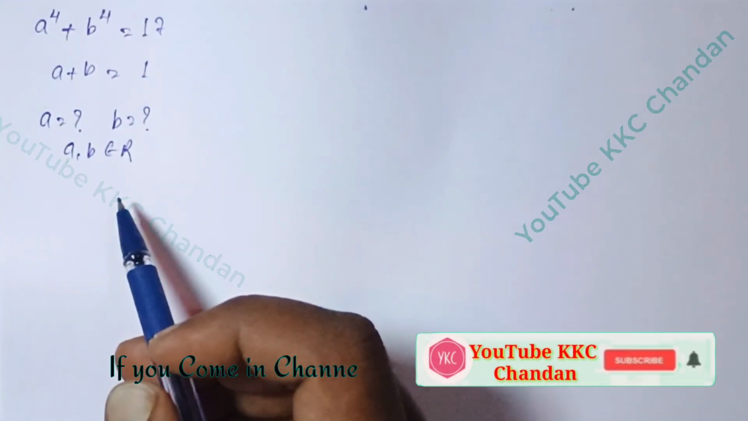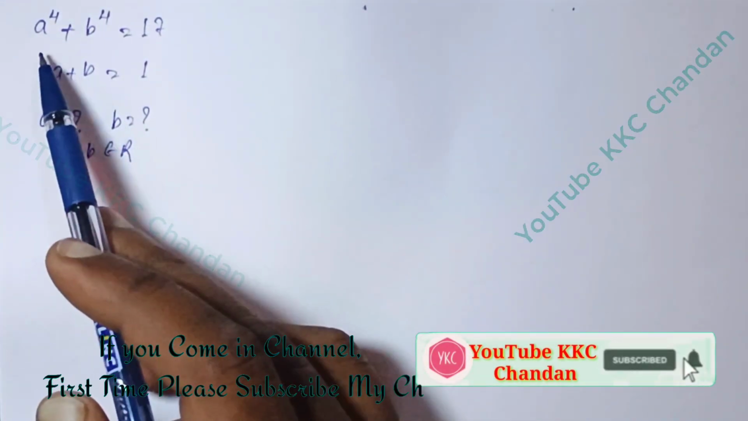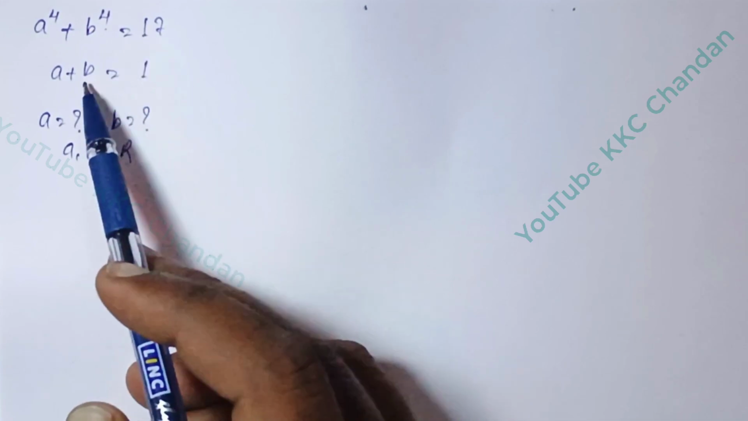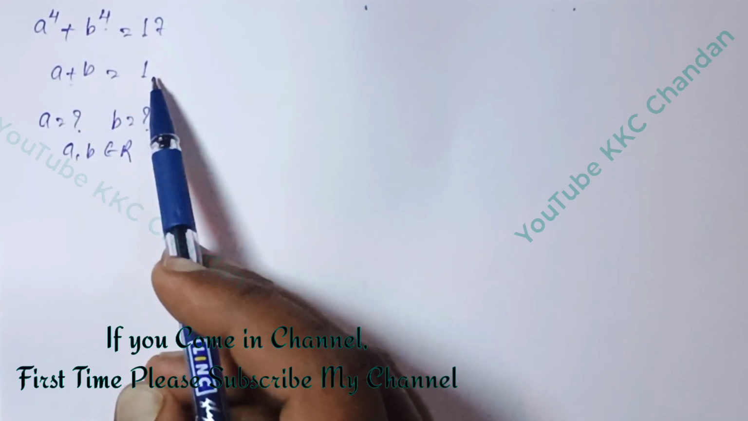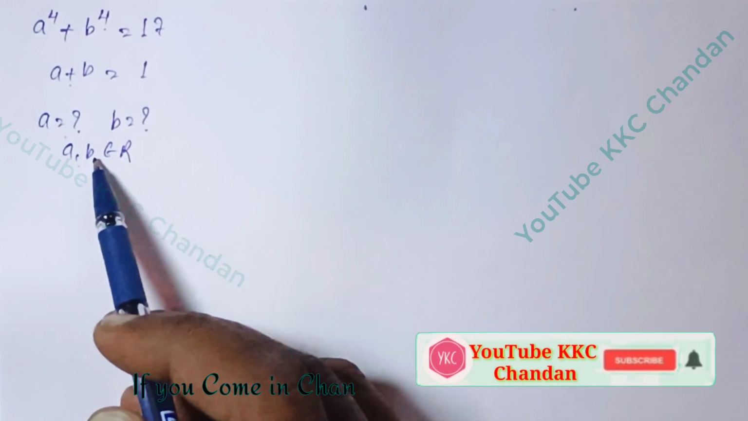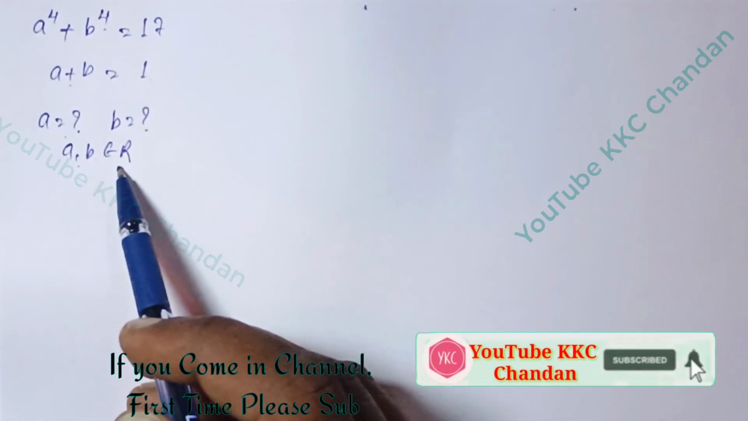Here some questions are given. The question is that a to the power 4 plus b to the power 4 is equal to 17, and a plus b is equal to 1. What is the value of a and b? The condition is that a, b belong to natural numbers.